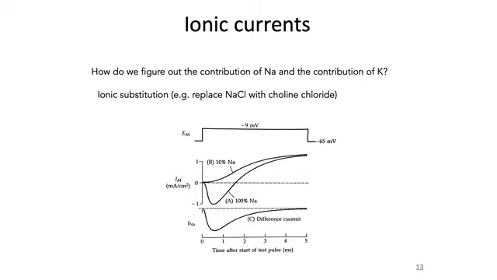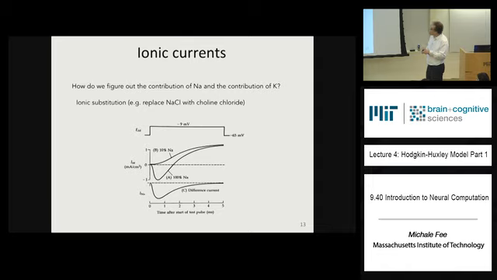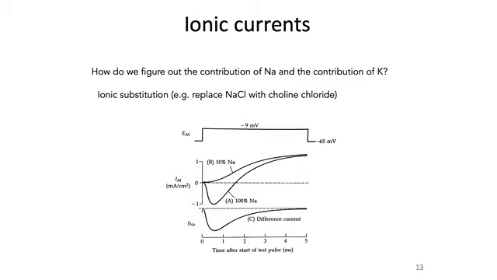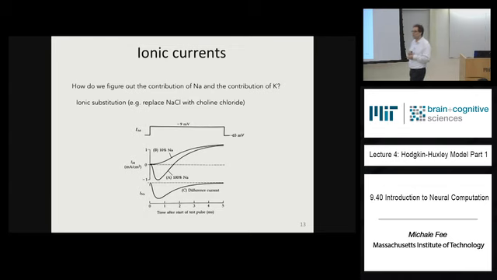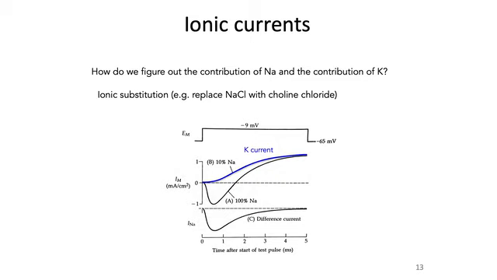What they found was, so here it is with sodium, and if they replace the sodium, they get almost the same thing, except that initial negative pulse goes away. Okay? So you can subtract, and so they hypothesized that that part is due to sodium, and so now you just subtract this from this to get the difference, and that is the sodium current. Does that make sense?